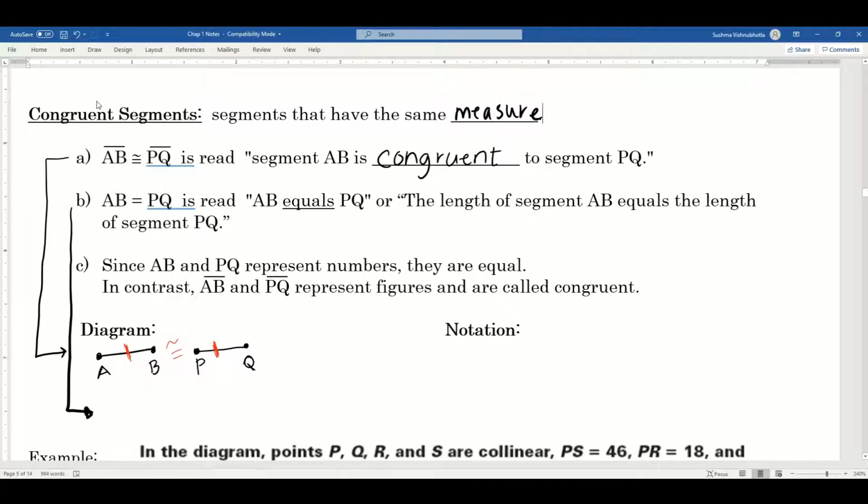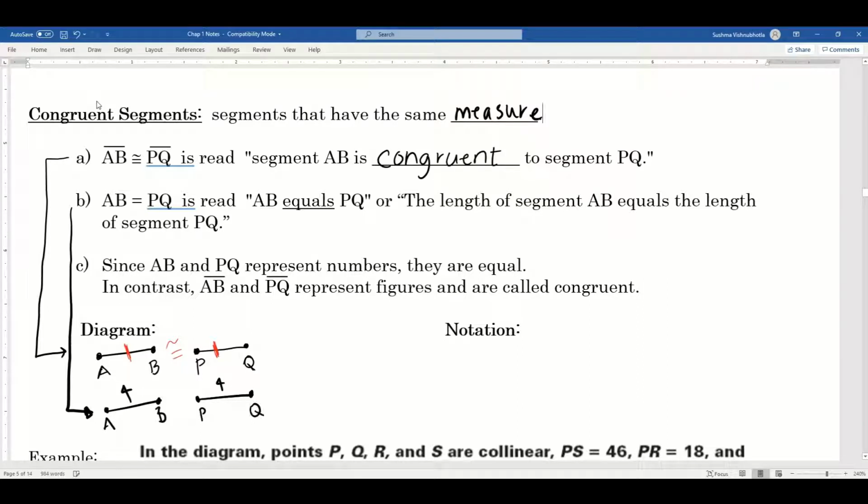Well, what is the difference? If I say AB is equal to PQ, then that means the segment AB has the same length as segment PQ. I get a lot of questions of, well, what is the difference? Well, the difference is, in the second case, you know the length of PQ as a number, and AB as a number.